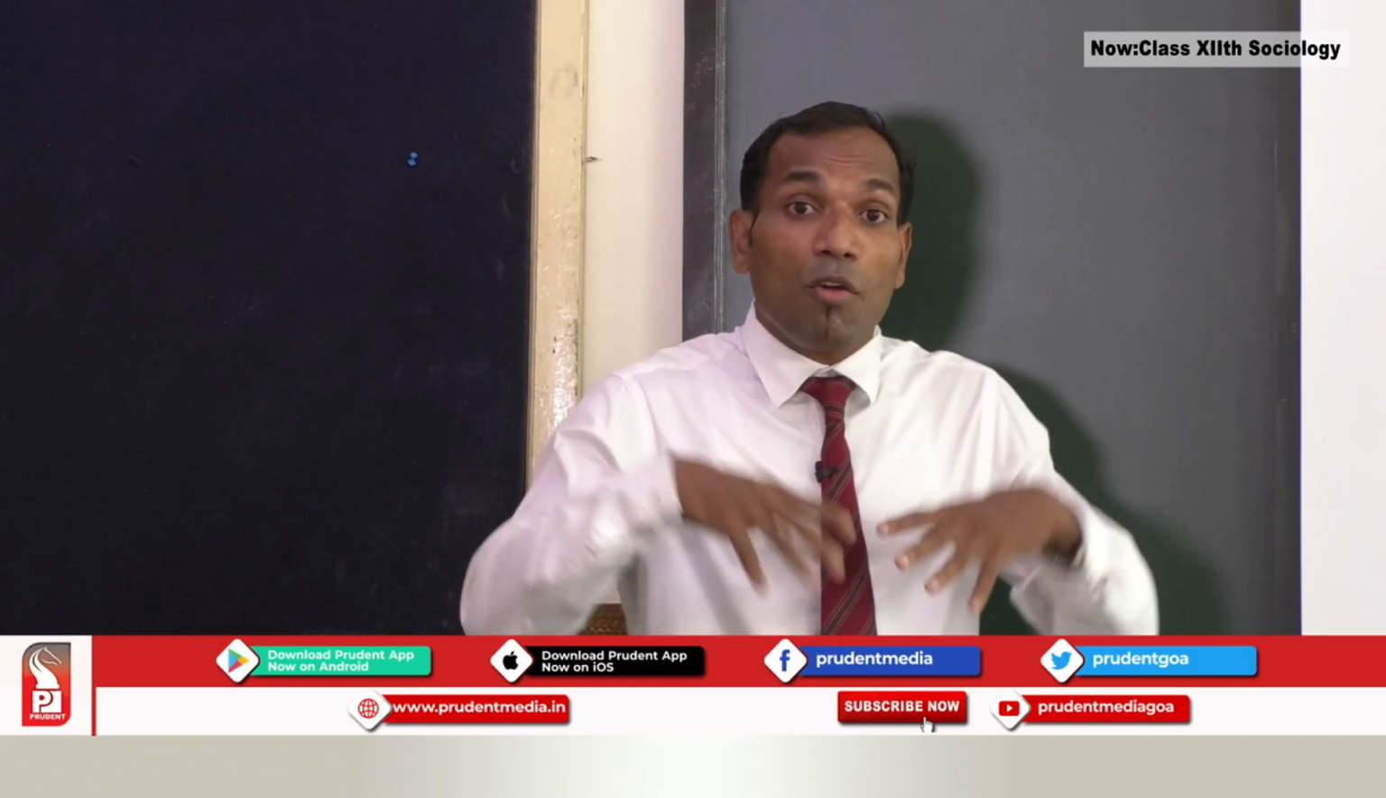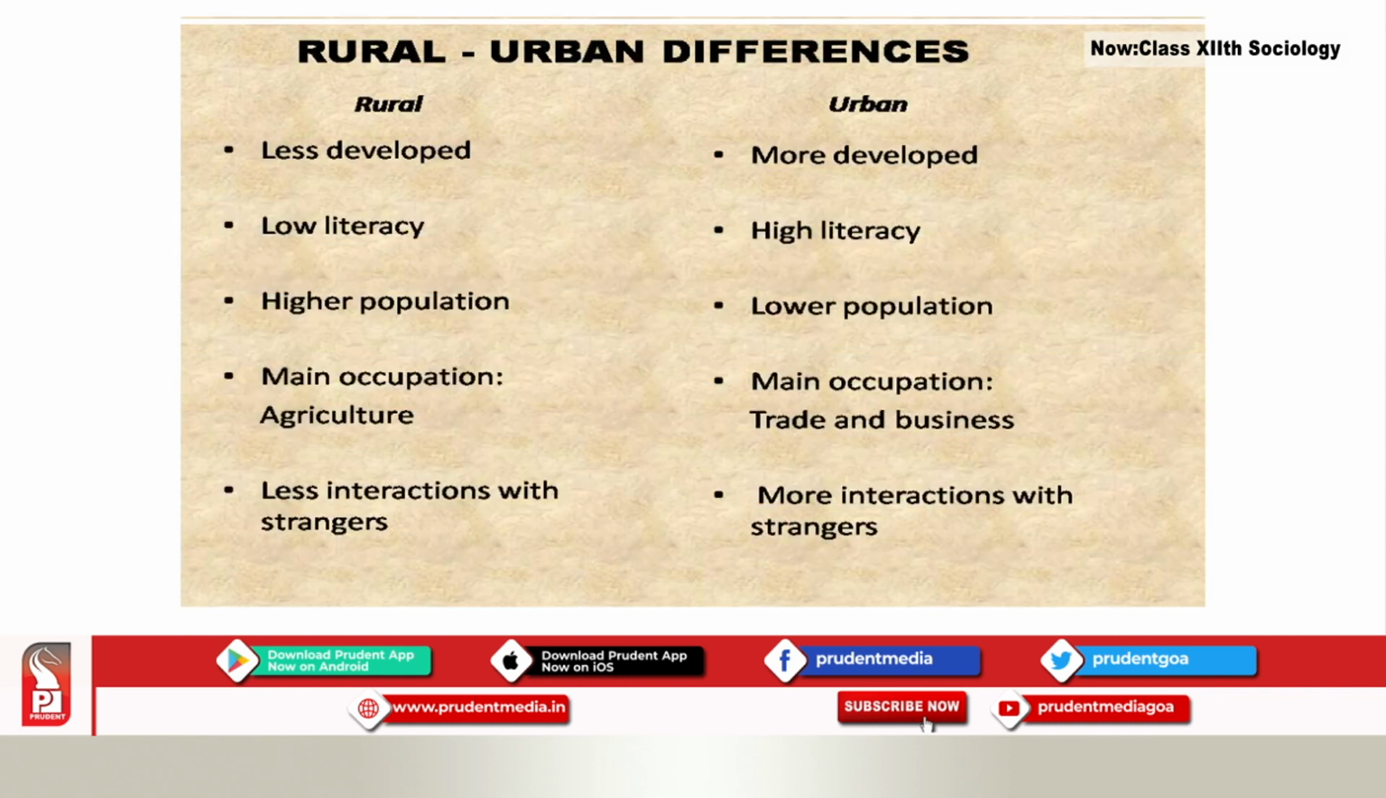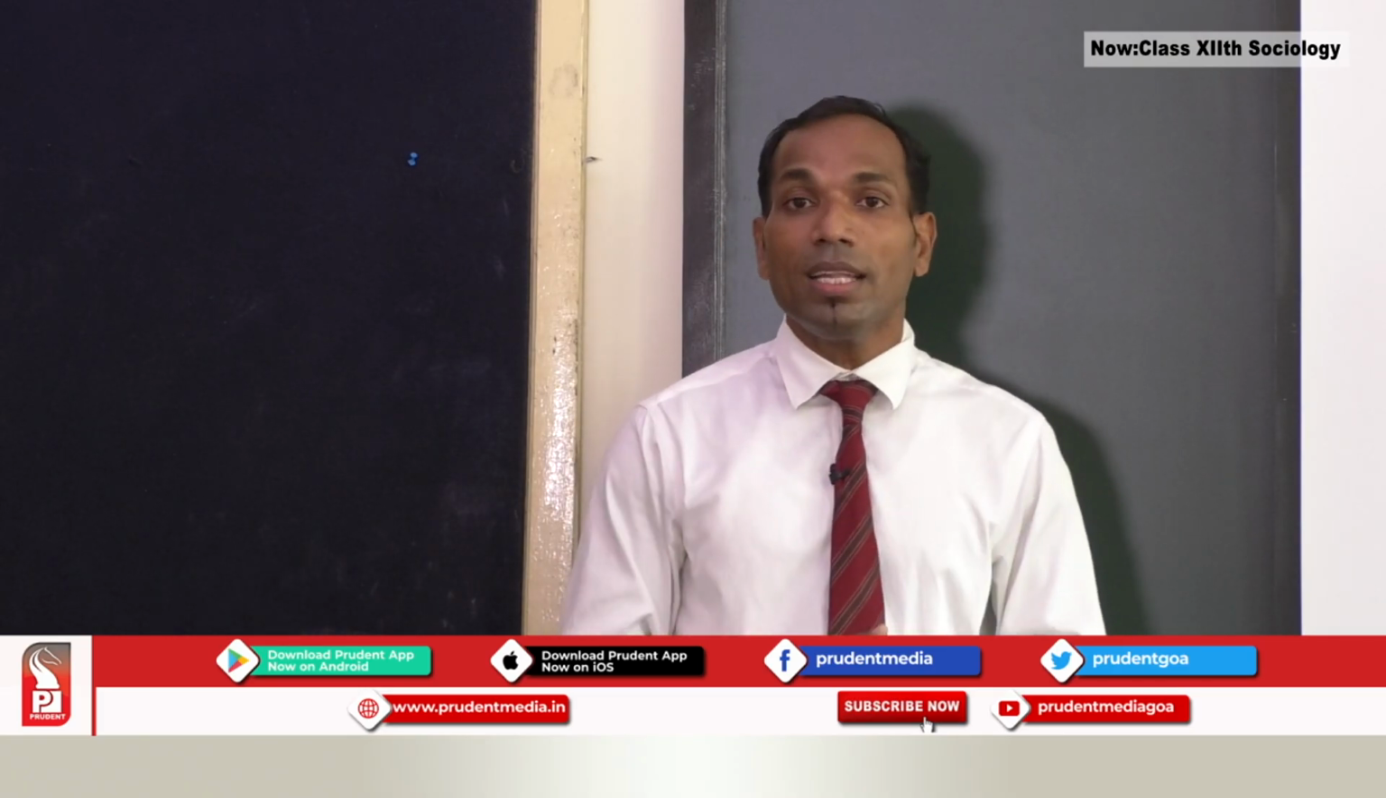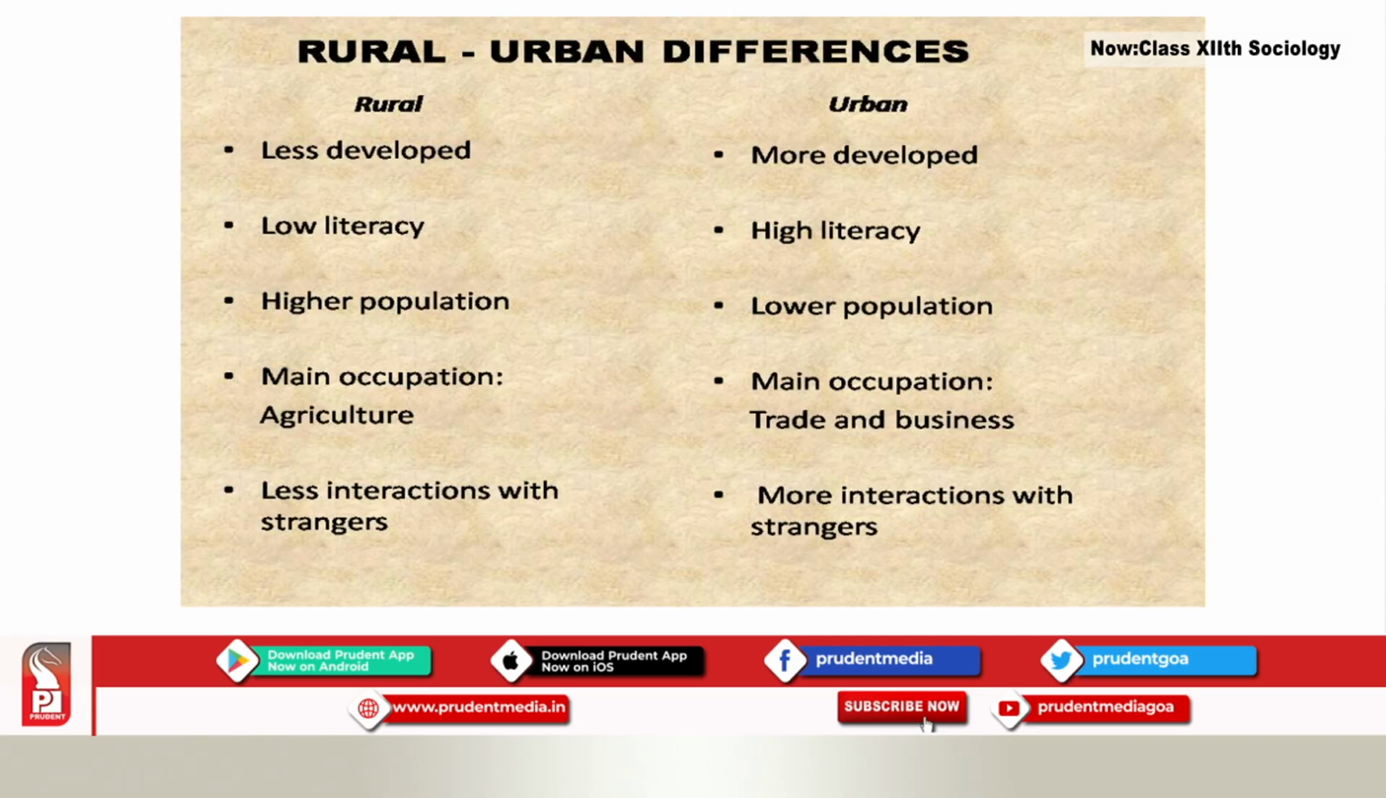The second difference we can see is that in rural areas the literacy rate is very low, whereas in urban areas the literacy rate is very high. All educational institutions, professional colleges, and schools are made available in the urban area and people are taking very good advantage of all these educational institutions. They are sending their children to schools and colleges. They are more literate. On the other hand, if we see the rural areas, the people are less literate.